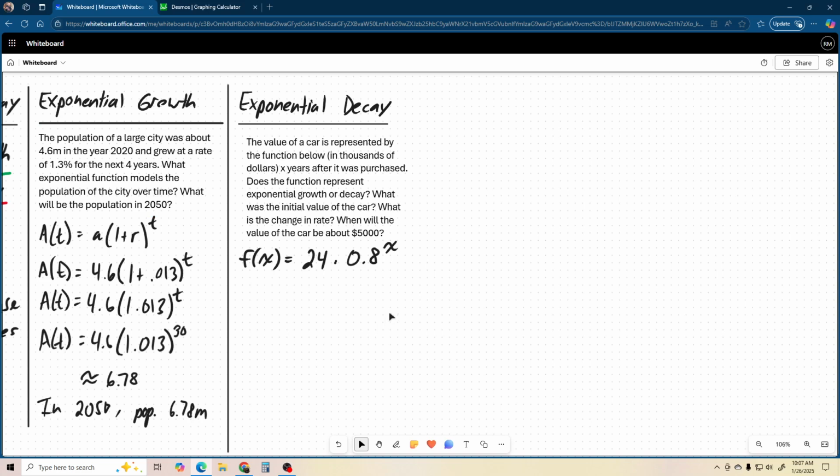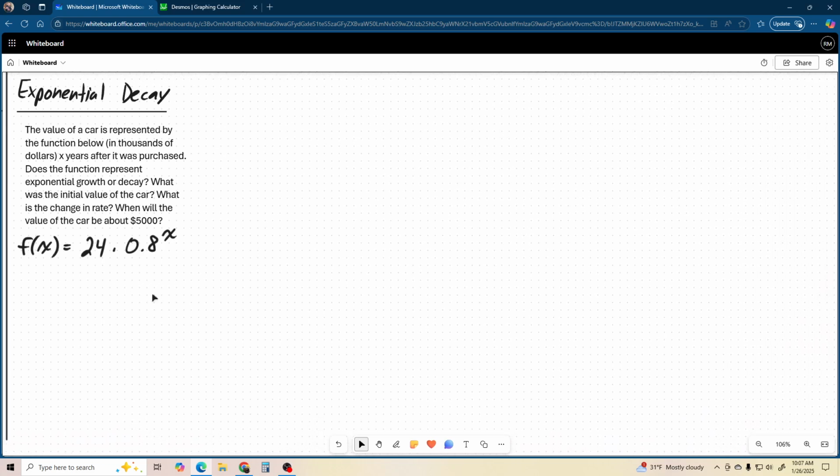All right, cool. So that's exponential growth. We have our formula, and we're just plugging in the stuff where it goes into the formula, solving for what we need. All right, exponential decay. The value of a car is represented by the function below, in thousands of dollars, x years after it was purchased. So in other words, the total cost will be this x years after it was purchased. Does the function represent exponential growth or decay? What was the initial value of the car? What is the change in rate? And when will the value of the car be about 5,000?